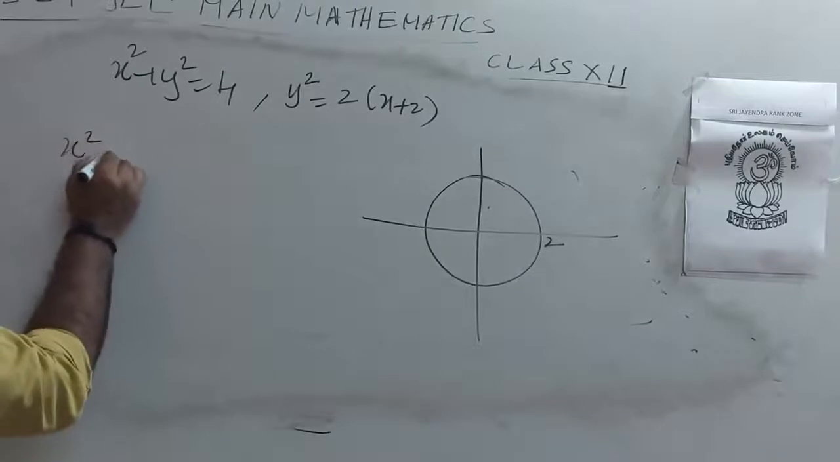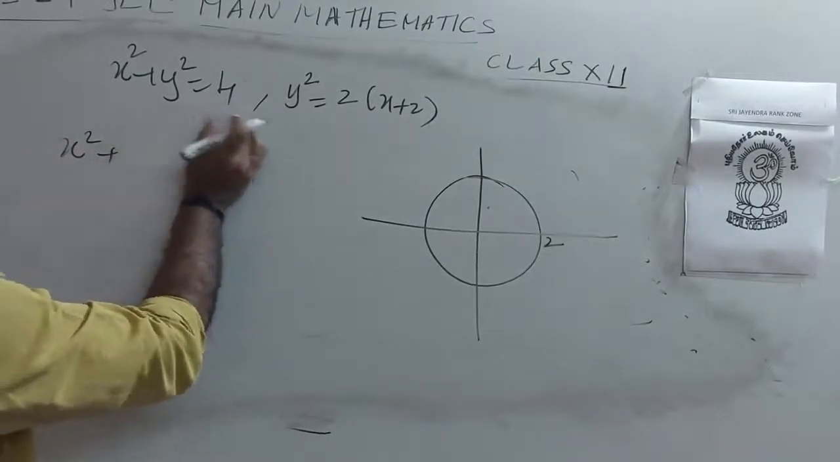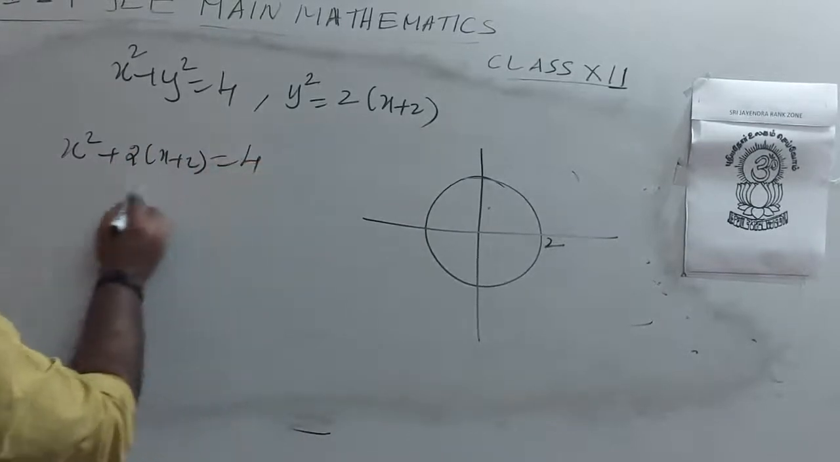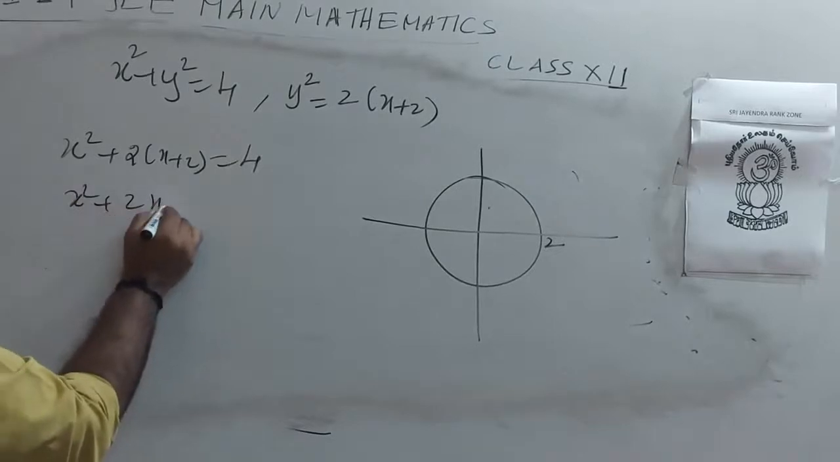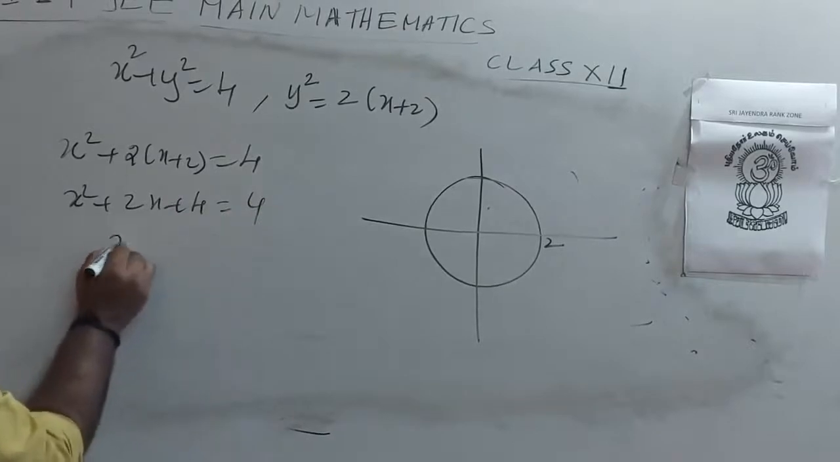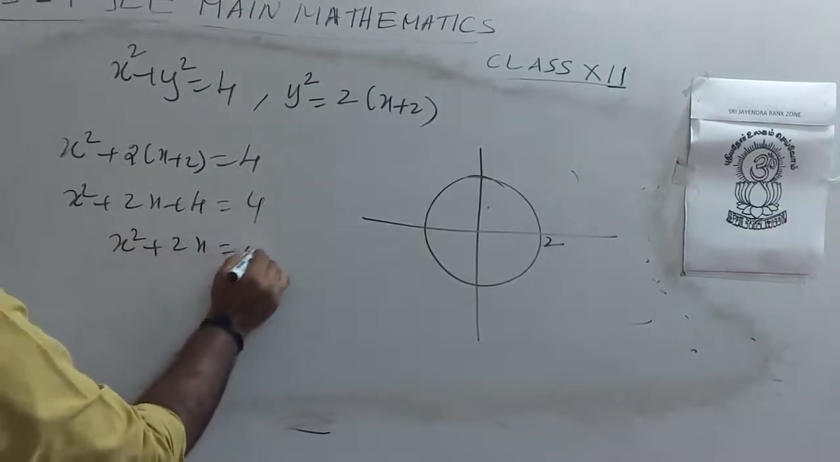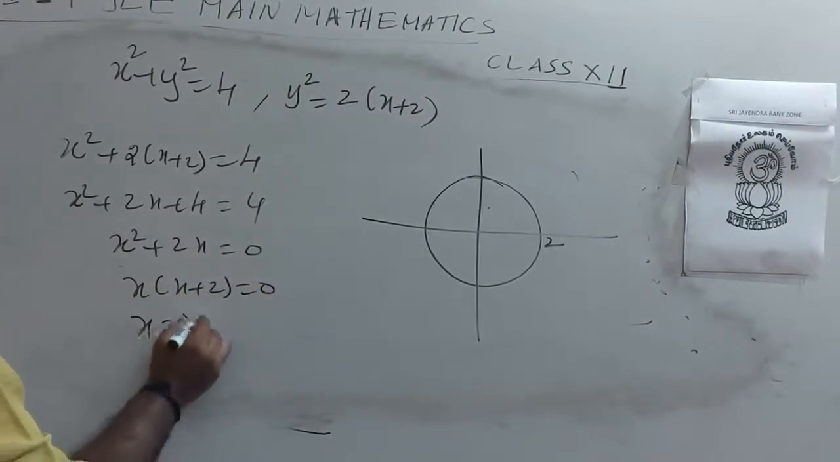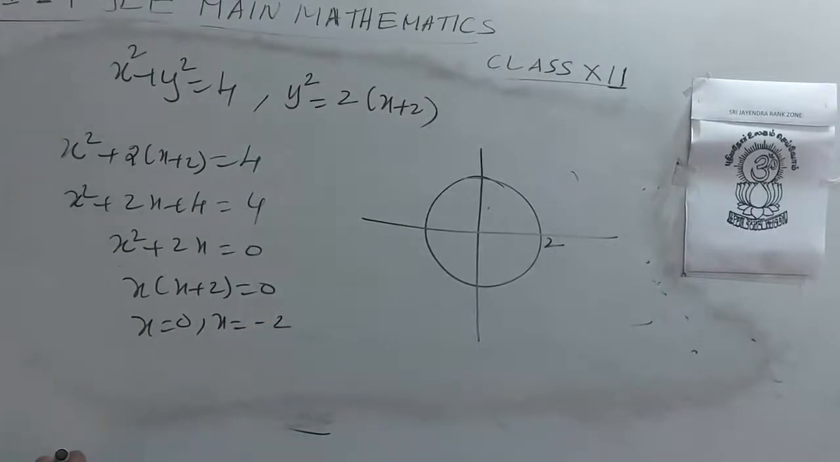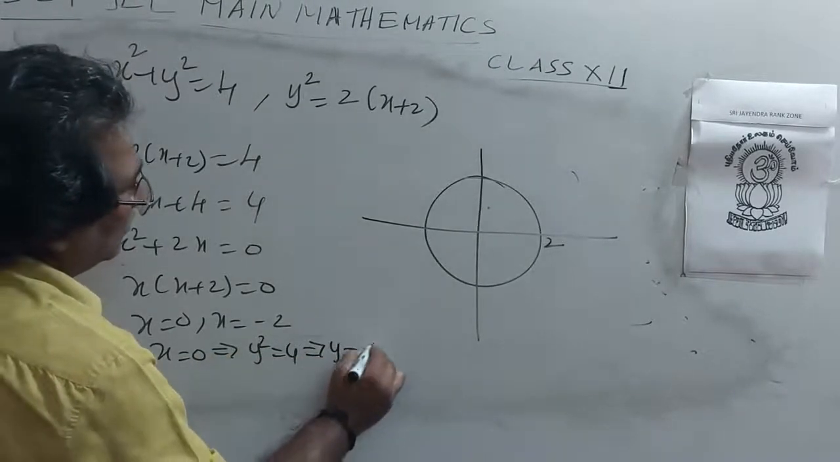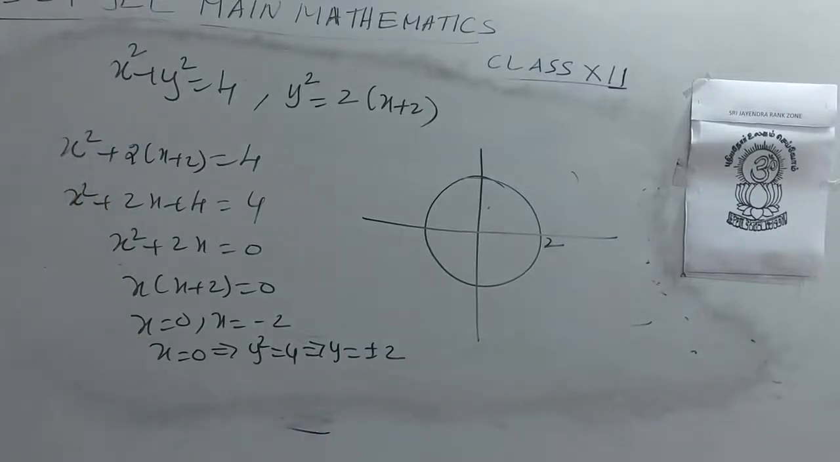in place of y squared, you take this twice into x plus 2, equal to 4. X square plus 2x plus 4 equal 4. X square plus 2x equal to 0. X into x plus 2 equals 0. X equal to 0, x equal to minus 2. X equal to 0 means y squared equal to 4, y equal to plus or minus 2.